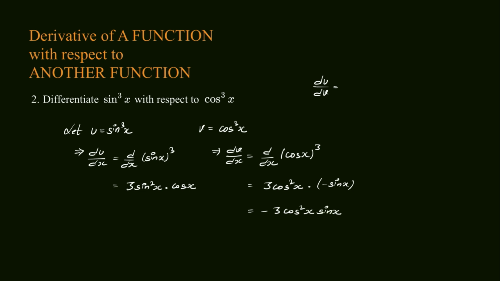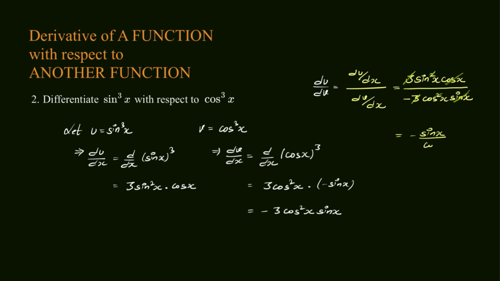Now since we have to find the value of du over dv, du over dv can be written as du over dx divided by dv over dx. Let us put the values, then I will have 3 sin square x into cos x over minus 3 cos square x into sin x. 3 and 3 got cancelled, sin square x and this sin x got cancelled, cos x and this cos square x got cancelled, and hence I will have minus sin x over cos x, and sin over cos is tan x.